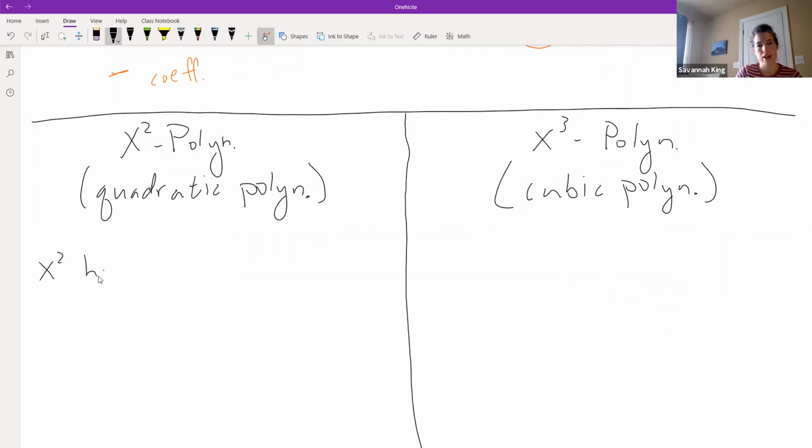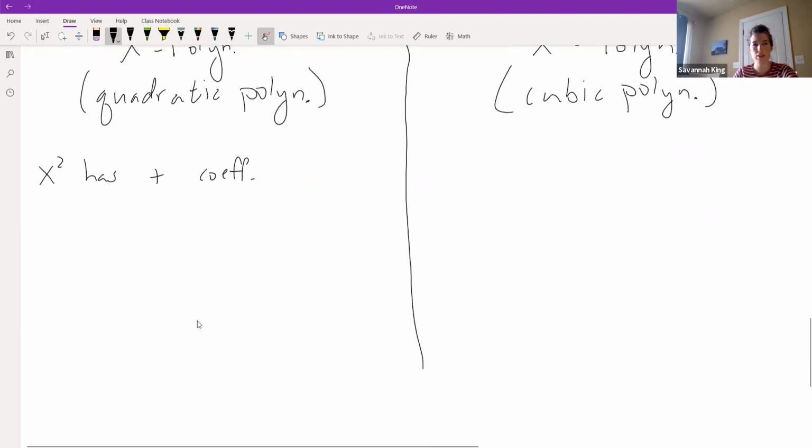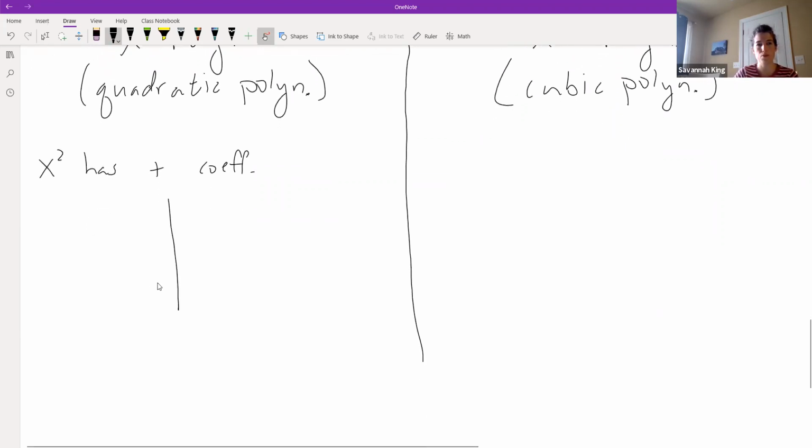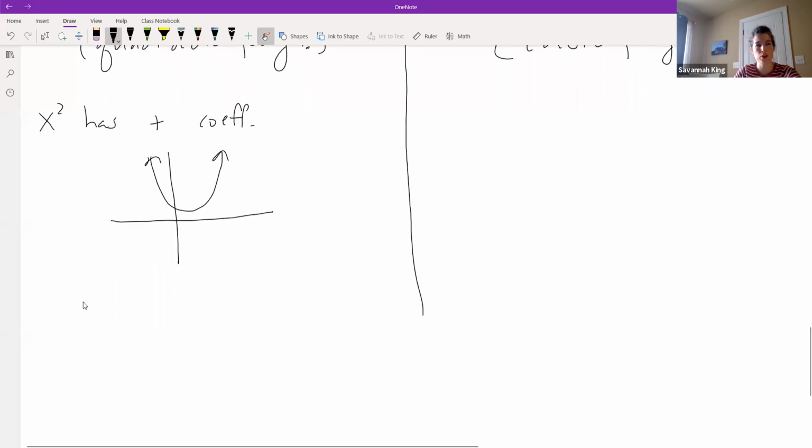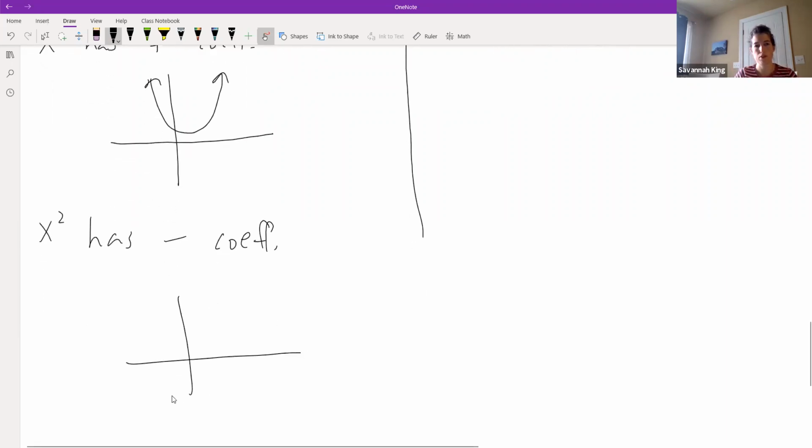If x squared has a positive coefficient, this might look familiar because we actually did cover this before. Basically, what's going to happen is you're going to have a U shape that points up. If x squared has a negative coefficient, the U shape is just going to point down instead of up. Okay, so that's the only difference.